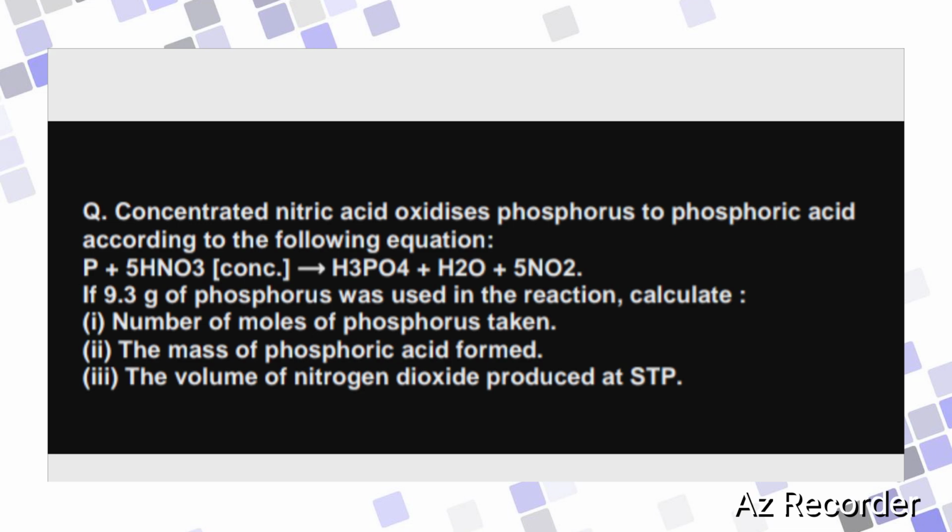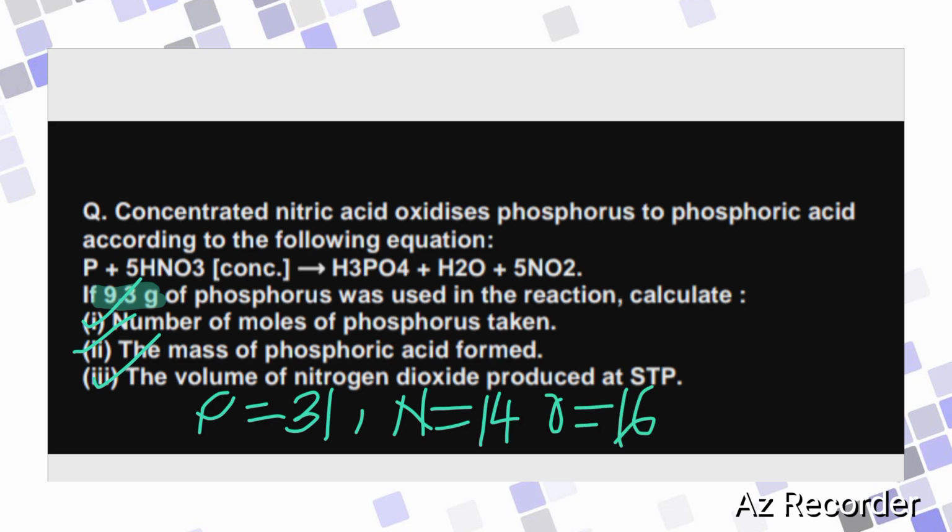Here a question is given wherein phosphorus is oxidized to phosphoric acid by concentrated nitric acid, and it is given that 9.3 grams of phosphorus was taken during this reaction. We need to calculate the following. First is the number of moles, second is the mass of phosphoric acid formed, and third is the volume of nitrogen dioxide produced at STP. I forgot to add something. Here the RMM of phosphorus is 31 gram, nitrogen is 14, oxygen is 16, and hydrogen is 1.